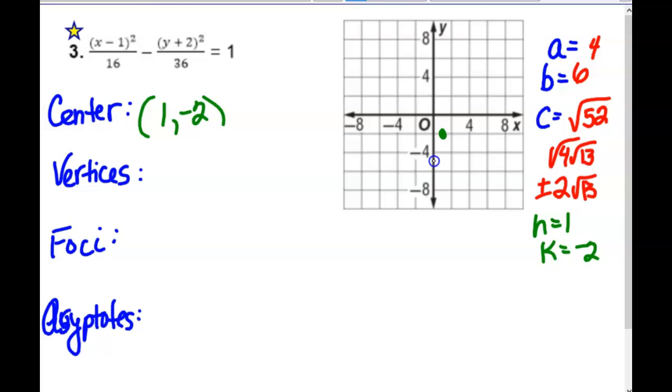How much did you go up and down from 1, negative 2? 2, 4, 6. 2, 4, 6. How much did you go left and right from negative 2? 2, 4. Anybody have the vertices then? Good job.